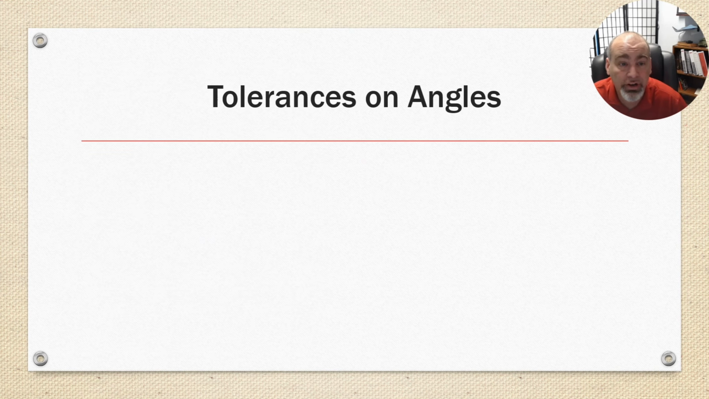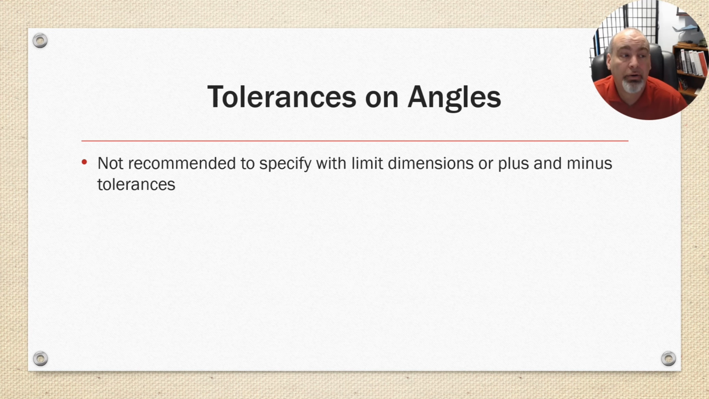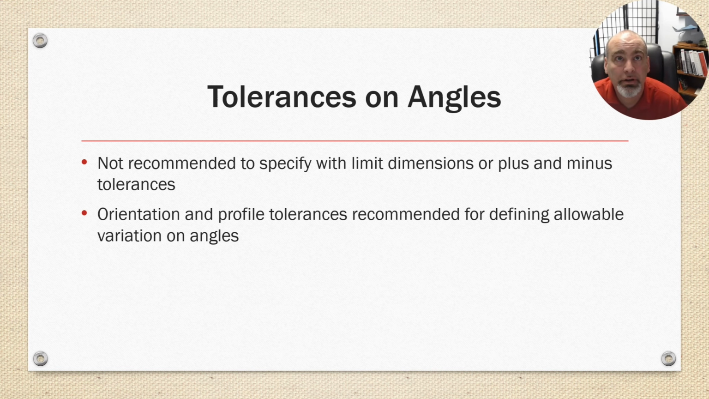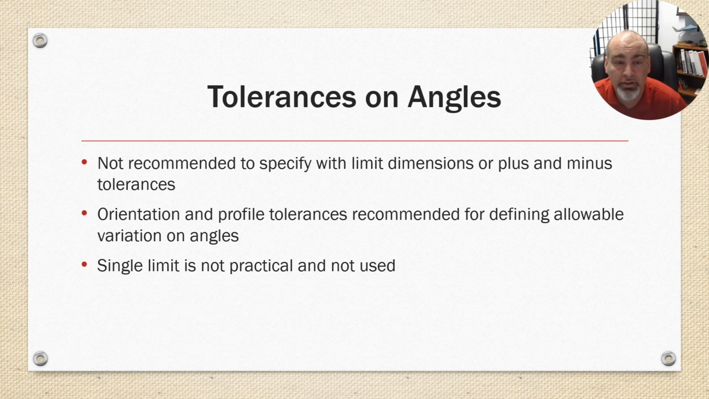Okay, tolerances on angles. It's not recommended to specify them with limit dimensions or plus or minus tolerances. It can be, but it's not recommended. We use geometric controls now. Orientation and profile tolerances are recommended for defining allowable variation on angles. And single limit is not practical and not used. So you wouldn't say 45 degrees max or min.